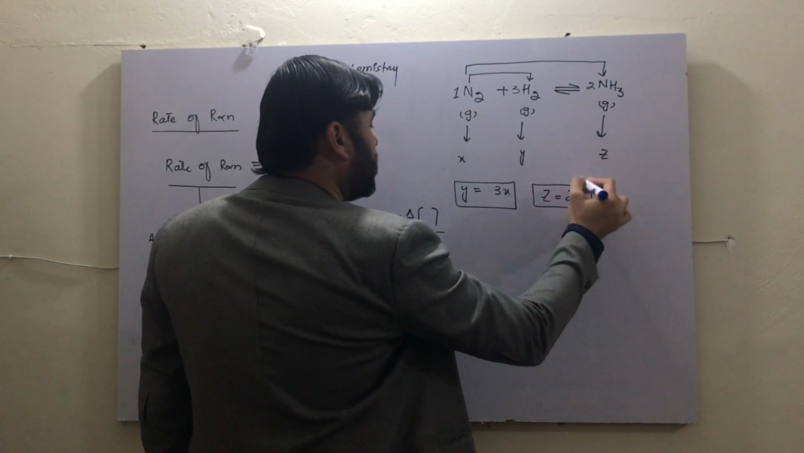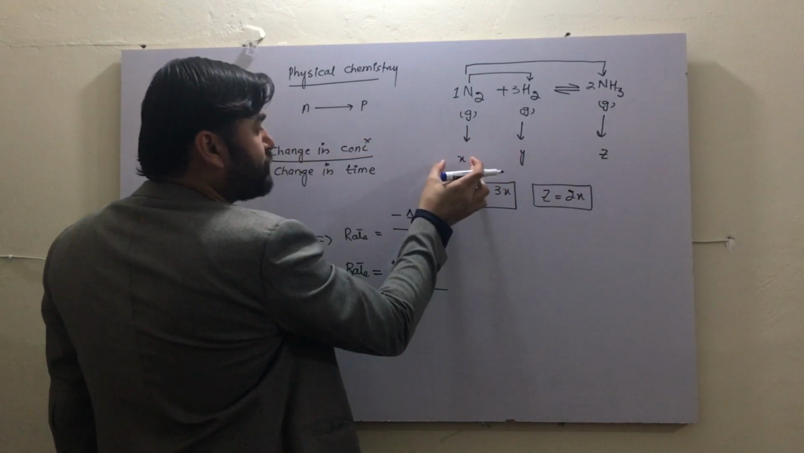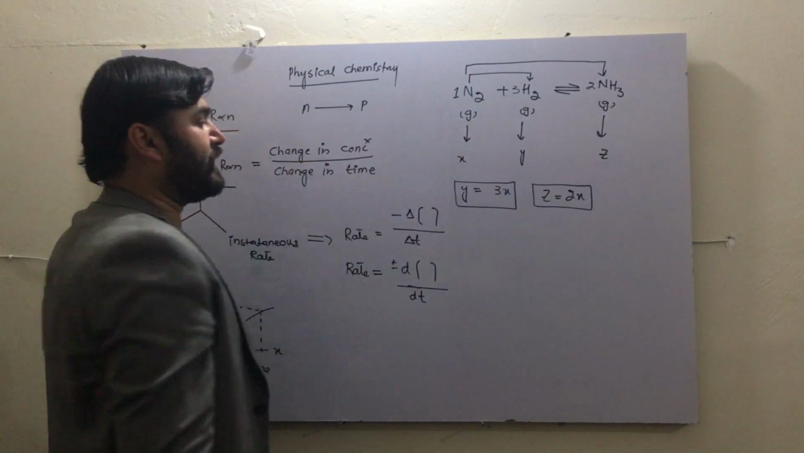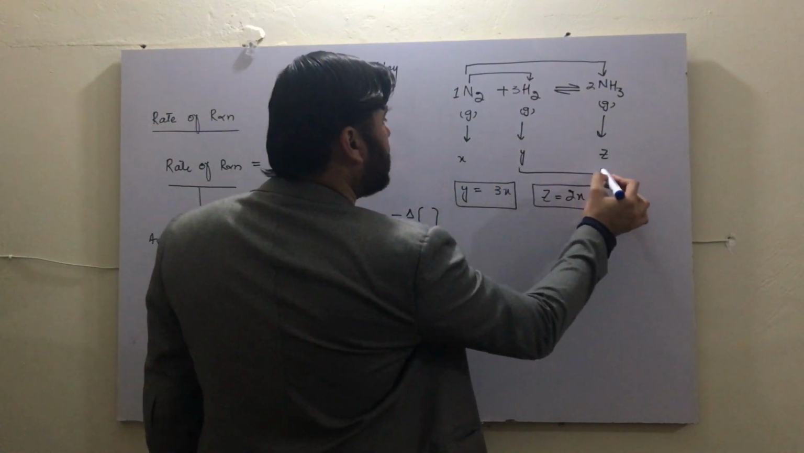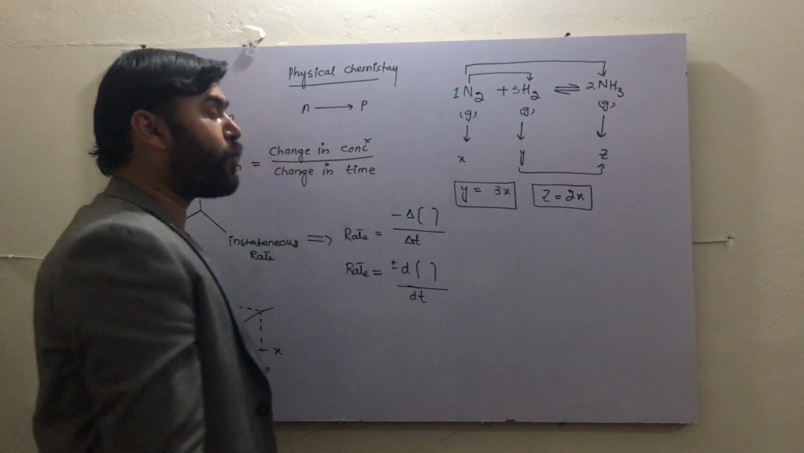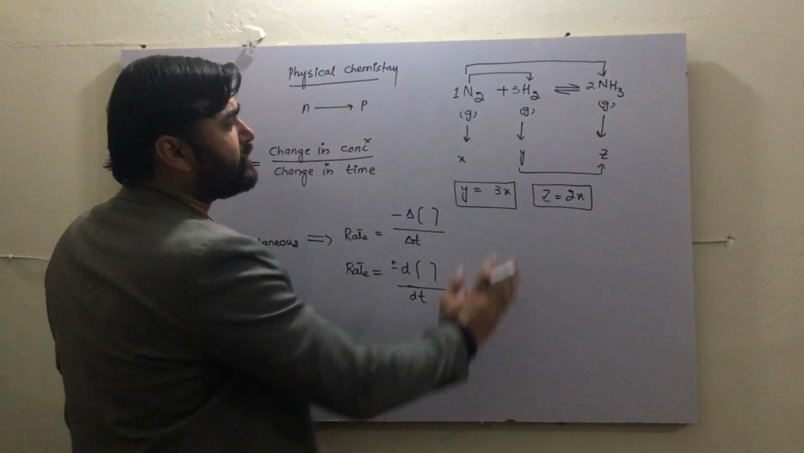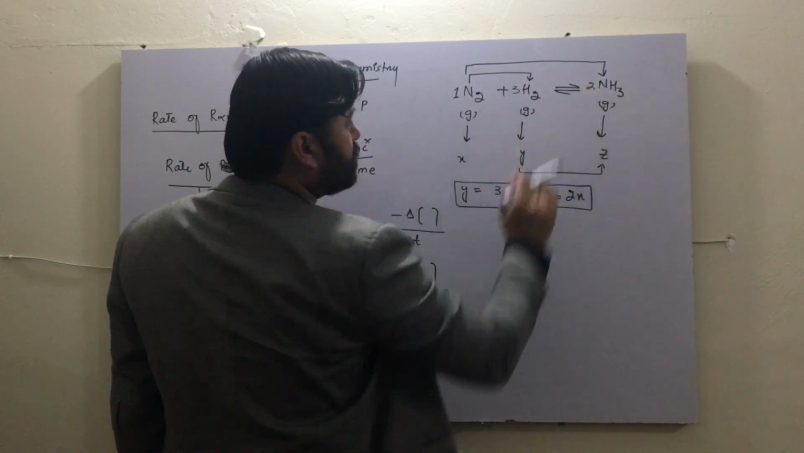And the rate of formation of Z is equal to 2 times the rate of disappearance of X. And if you compare Y and Z, this is quite interesting. Suppose this is 1 and this is 2.